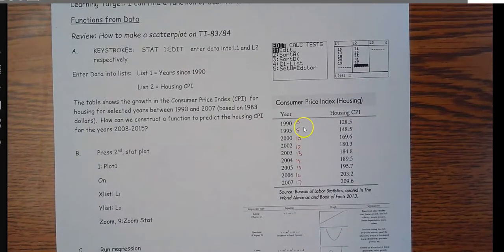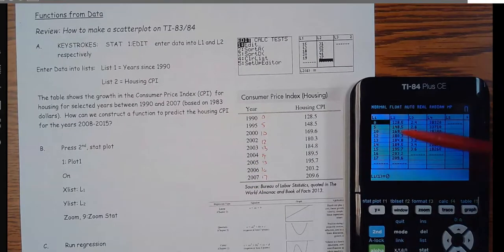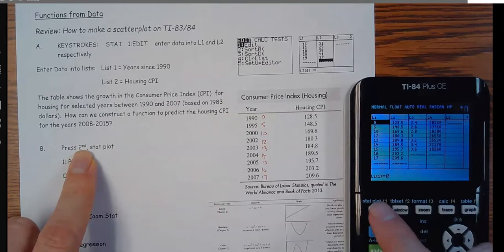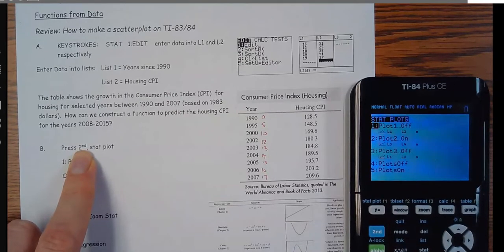Pause your video and put this in your L1 and L2. Again, I've got L1, L2. Ignore L3 and L4. That's a different problem. I just don't want to delete it yet. But I put the data in L1 and L2. And here we say second, stat plot. Make sure that this is on. I'm going to make sure this one is actually off. Yours probably won't be, so you don't have to worry about doing that.